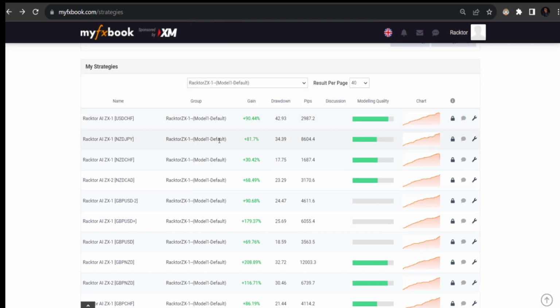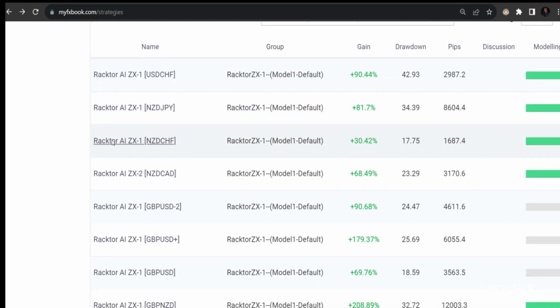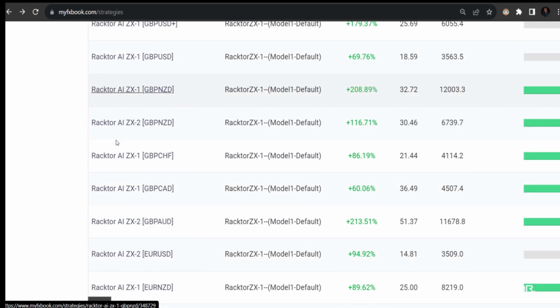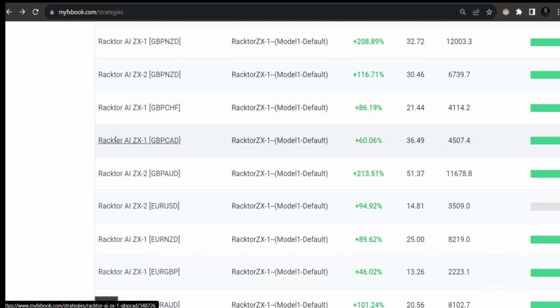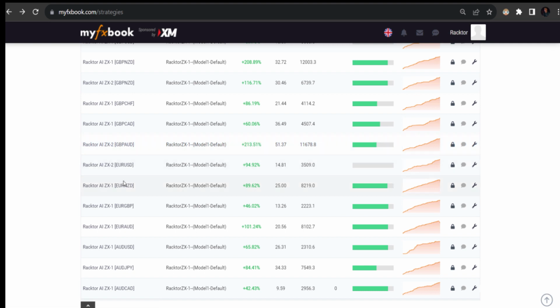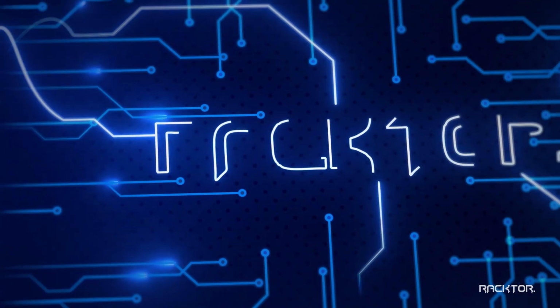All right. So here we are on our Racktor ZX1, and you can see here you have multiple pairs. You have the USD CHF, NZD JPY, NZD CHF, NZD CAD, USD JPY, and a whole lot more that the ZX series trade on. So let's just pick at random. I won't just pick the good ones, but let's start with the one that you might not. So let's start with this AUD card.